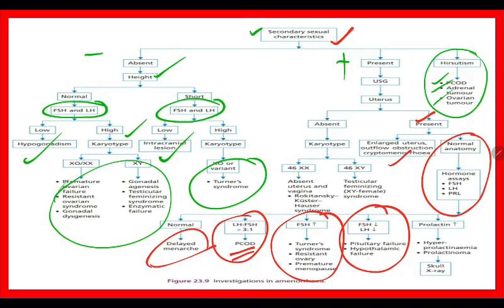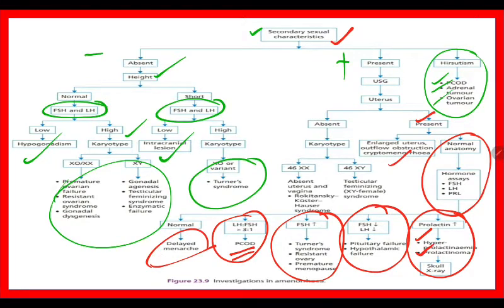Pituitary hypothalamic failure. If prolactin is raised, it signifies hyperprolactinemia or a prolactinoma tumor. If a prolactinoma is present, we again need to go for a skull X-ray, because prolactinoma can cause calcification in the lesion itself, which is called a pituitary stone.